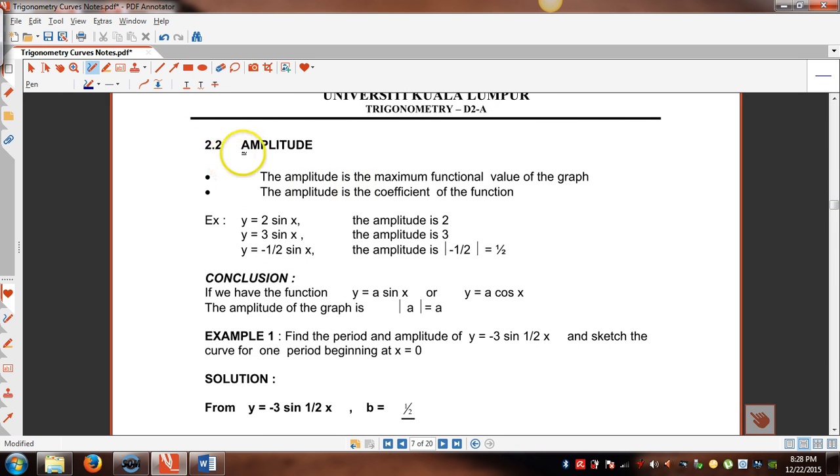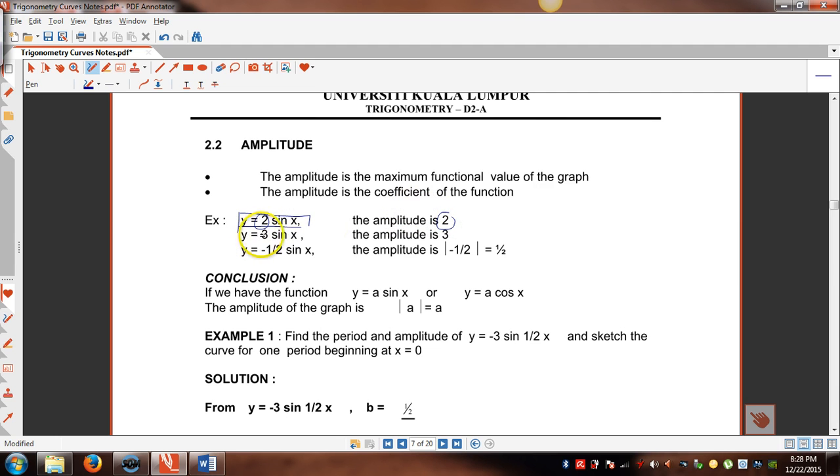Then we look at the amplitude. The definition of the amplitude is this: the amplitude is the maximum functional value of the graph, and the amplitude is the coefficient of the function. Alright, so we look at this. We have y equal to 2 sine x. So 2 is the coefficient, right? So the amplitude of the trigonometric function equal to 2.